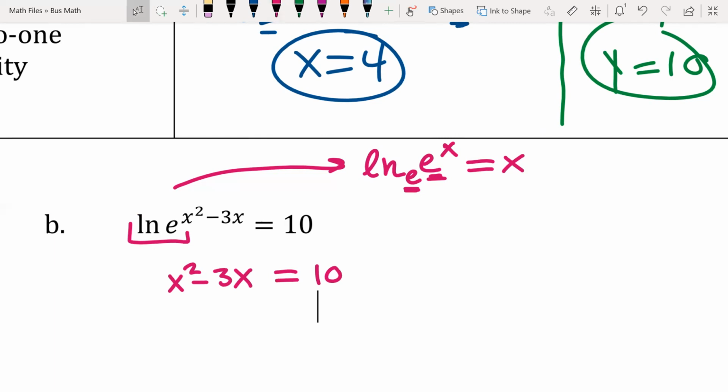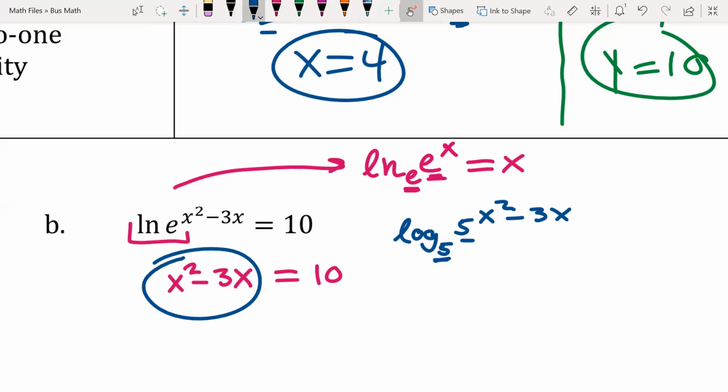So if you're canceling the base and the number, it gets rid of the natural log or the log. Exactly. So if this said instead log, let's say it was log base 5 of 5 to the x squared minus 3x. Since this number and that number are the same, you would still be left with the exponent. Cool.